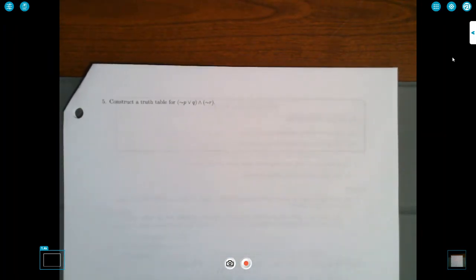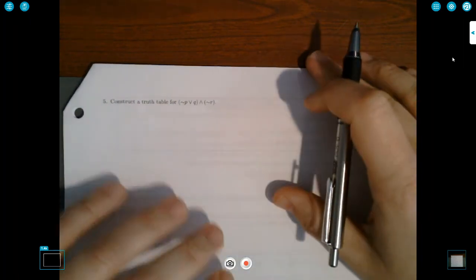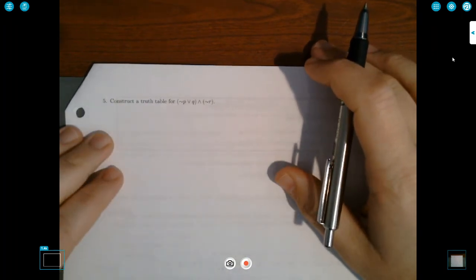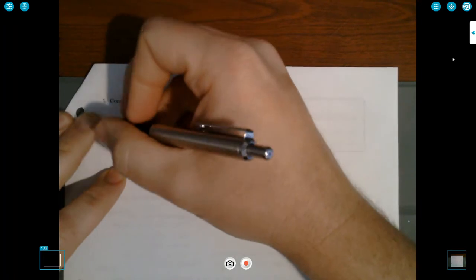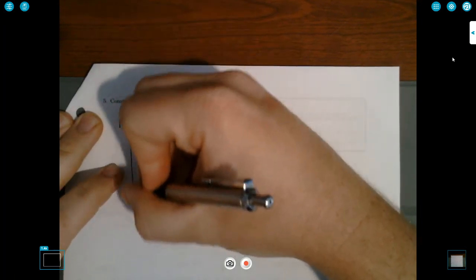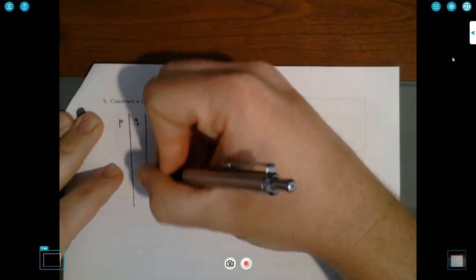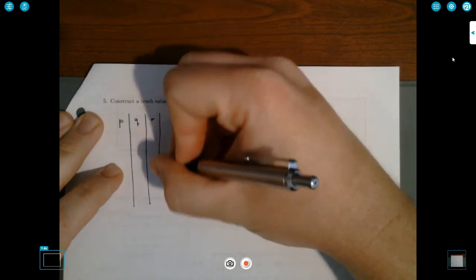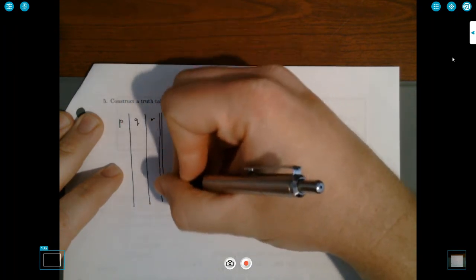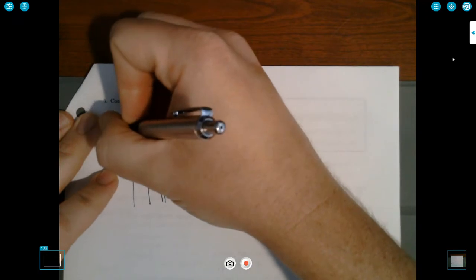Okay, let's do another one. This time we're going to have 3 variables, P, Q, and R. 3 variables, but I think probably less scratch work. We'll see. So P, Q, R, and then I'll do a little double bar. You don't have to do the double bar. I just like it. I think it makes things more clear, at least for me personally.